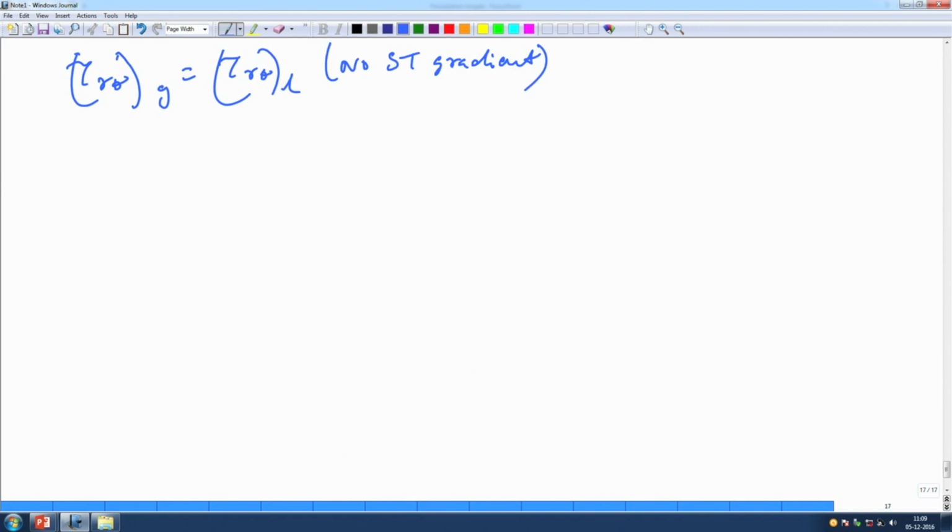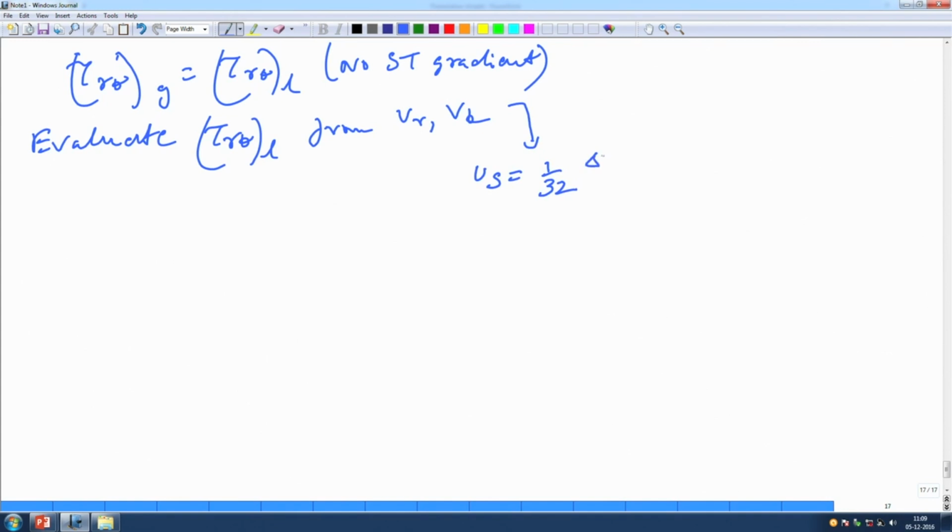So, what we do immediately after this is evaluate tau_r theta,L from Vr and V theta, that is easy, because you know what tau_r theta is, it is basically the cross derivatives. Once we know that, and I am not showing the steps, again the steps are messy, Us is 1 by 32 delta u infinity, which is basically nothing but the relative velocity, times mu_g by mu_L, Re into Cf.